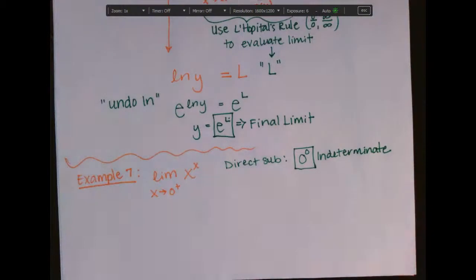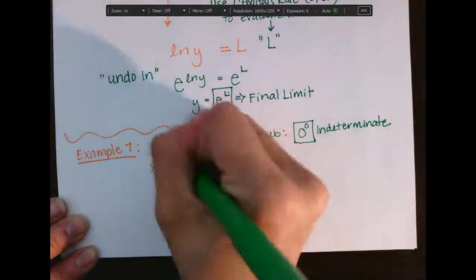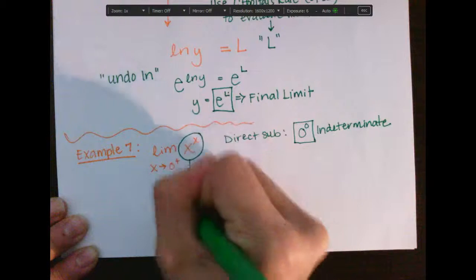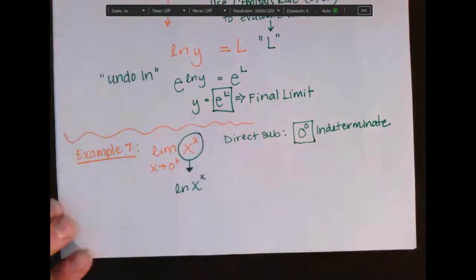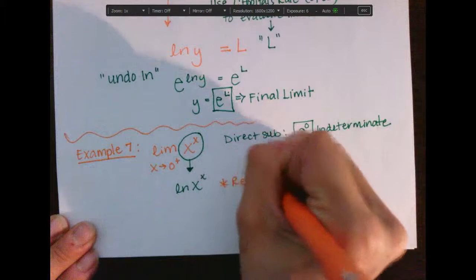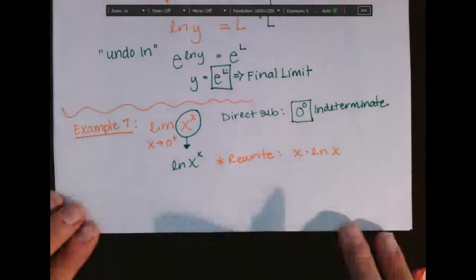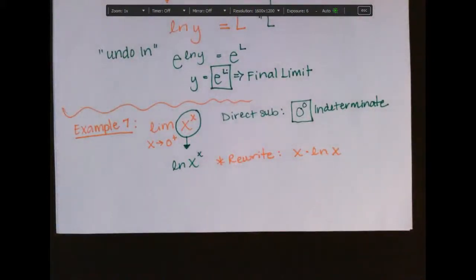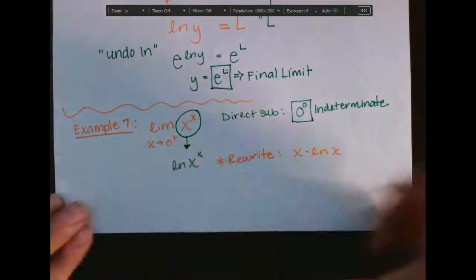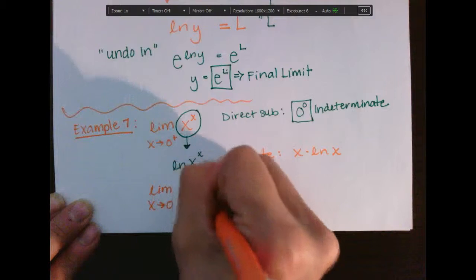Alright, before I can use L'Hopital's rule, I need the form of L'Hopital's rule. So let's rewrite this. What I'm going to do is take the natural log of the expression that I'm trying to find the limit of. What that does is it allows me to rewrite the power as a multiplier. So my function is now x times the natural log of x. Okay? So I've got the limit as x approaches 0 of x times the natural log of x.